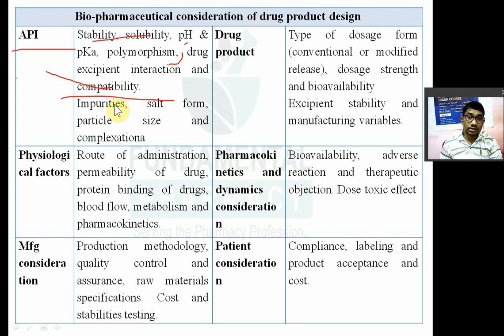Then impurities, salt form, particle size, and complexation. These things also you have to take into consideration. Now, so these things you have to take into consideration for the drug. Now for the product consideration, about the product, type of dosage form you have to take into consideration, conventional or modified release, then dose strength, bioavailability, excipient stability, and manufacturing variables. You have to take these things into consideration while designing a dosage form which are product related.